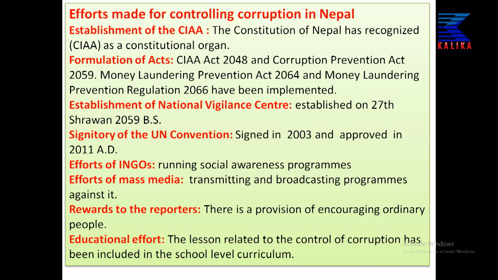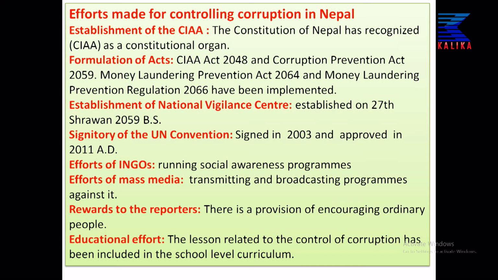Similarly, there is the formulation of acts. Nepal has formulated different acts for solving corruption. The first act is the CIAA Act 2048, another is the Corruption Prevention Act 2059, the Money Laundering Prevention Act 2064, called Sampatti Shuddhikaran in Nepali, and the Money Laundering Prevention Regulation 2066. Such kinds of acts have been implemented in Nepal.